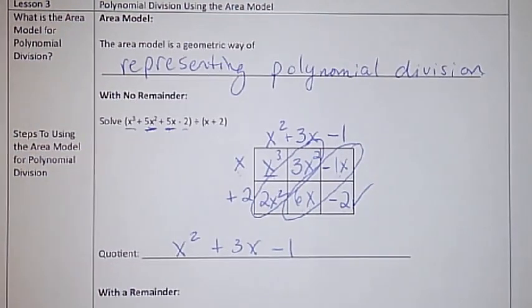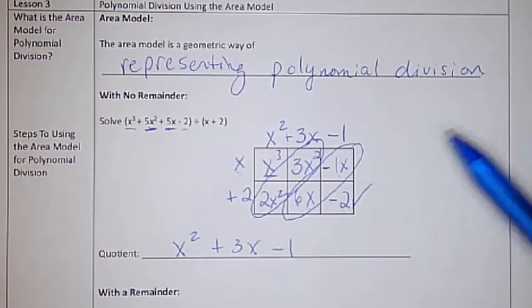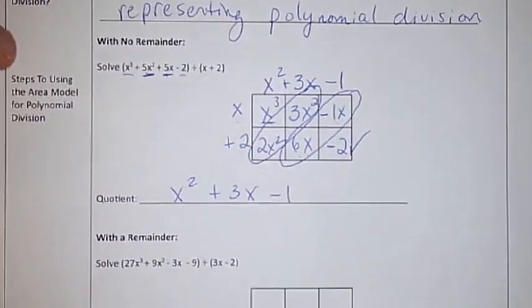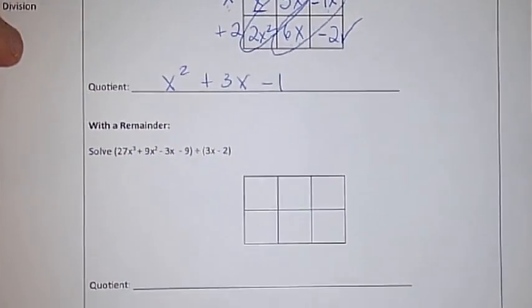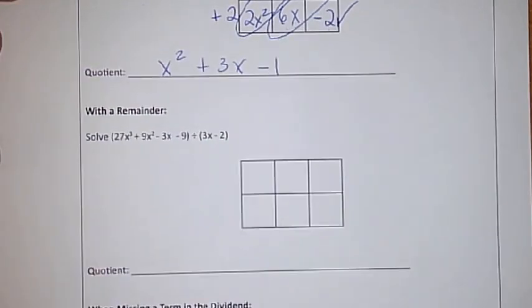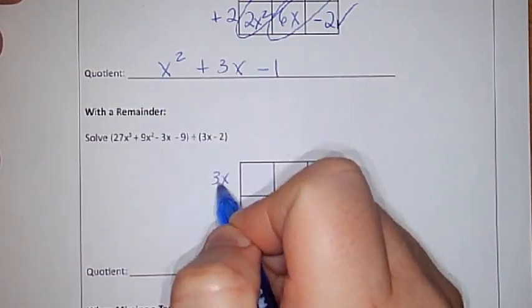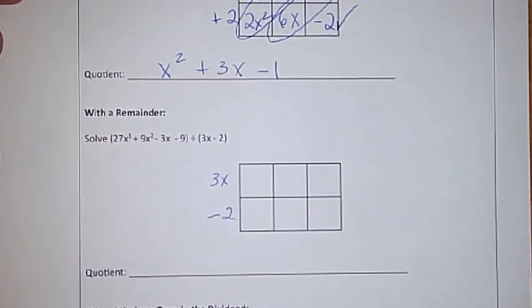This problem worked out relatively well because there was no remainder. Our polynomials divided evenly. But sometimes we deal with polynomial division that leaves us with a remainder. So I am going to begin this problem the same way, but it will finish a little bit different. So I'm going to write my 3x and my minus 2.